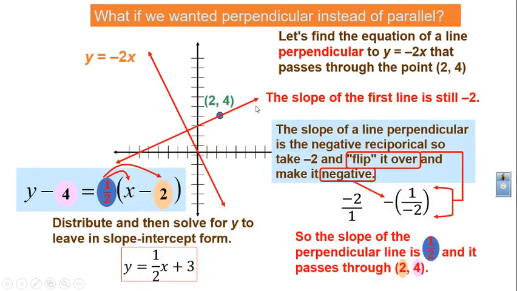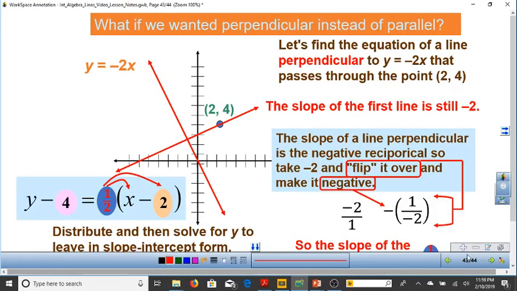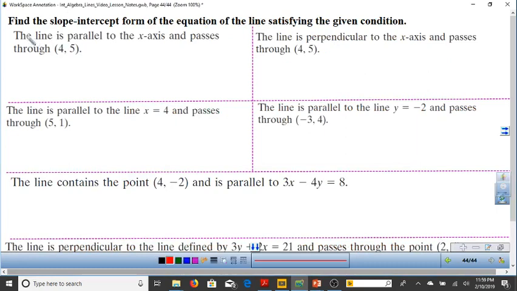And now let's do a few examples. Find the line that is parallel to the x-axis and passes through the point 4, 5. If it is parallel to the x-axis, that means it goes horizontally. The x-axis is a horizontal line, so any line parallel to it is also a horizontal line. So the equation is y equal to the y-coordinate, and the y-coordinate is 5, so it's just y equal to 5.